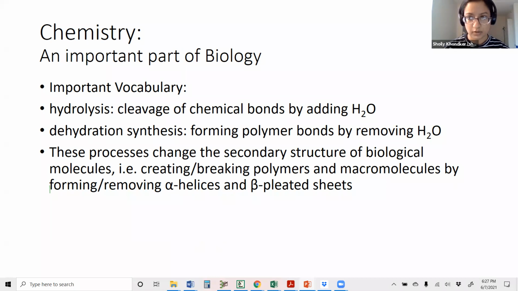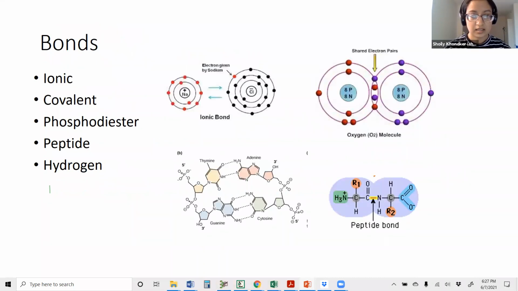This will be especially important when we're talking about proteins, where the structure is affected by the side chains of the amino acids, which we'll be talking about in more detail later. In addition, the bonds between the monomers are also important in terms of macromolecule structure and function.